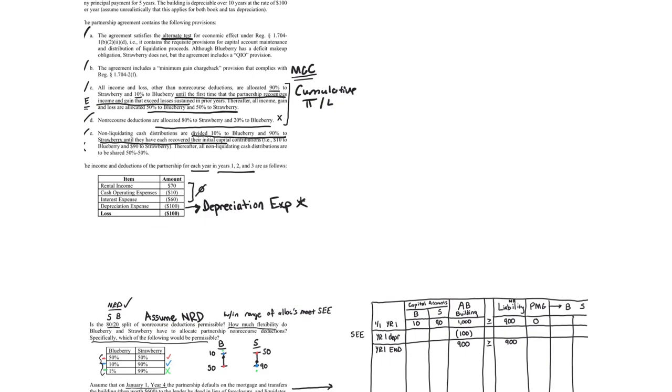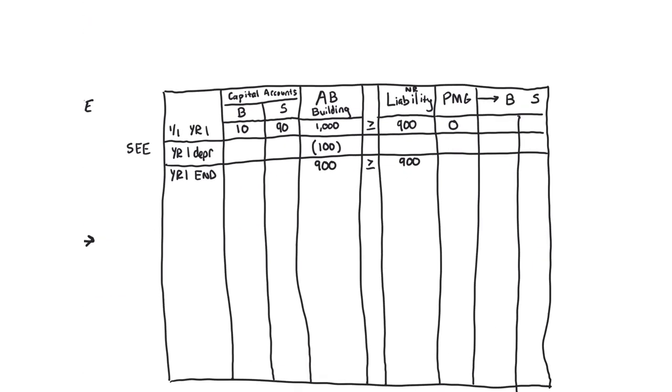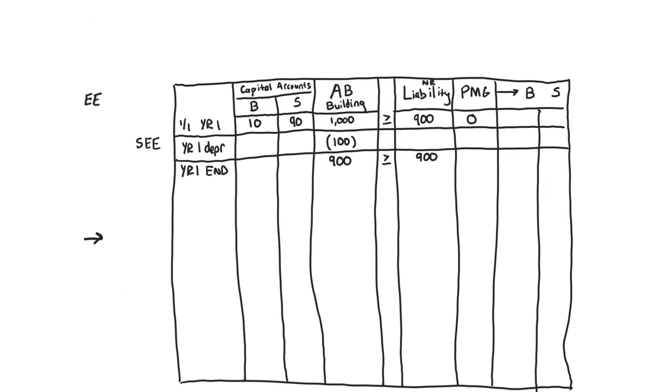So now let's go back to our analysis. If we use that 90%, 10%, the $100 depreciation, 90 to Strawberry, 10 to Blueberry, that brings Strawberry down to zero and Blueberry down to zero. Okay? So we are good. As long as Strawberry does not go negative, then the SEE will be respected and we are good. And that is what happens at the end of year one. Everything looks good.